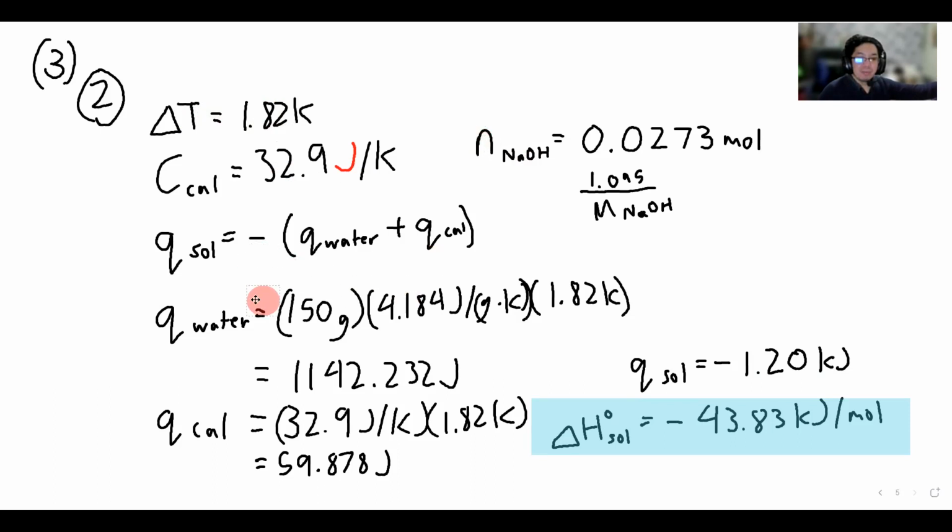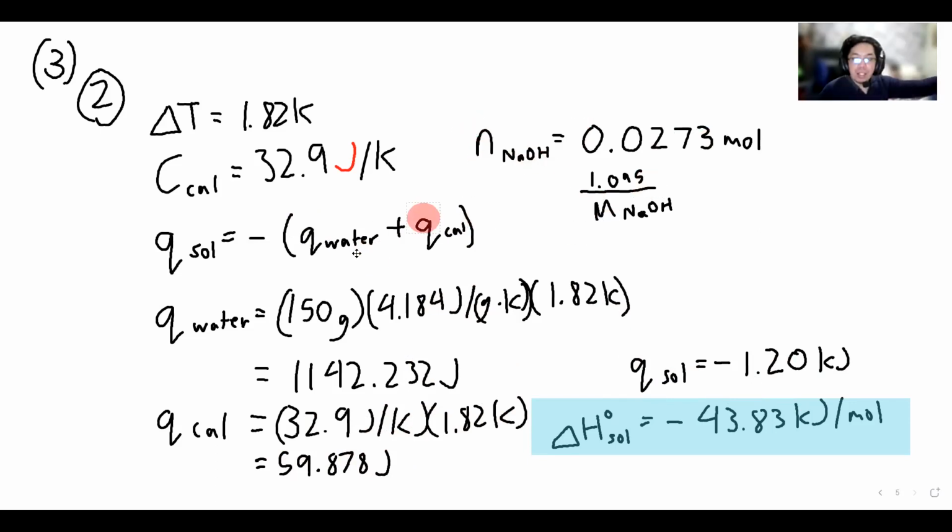So basically, I calculated the Q water. Of course, hindi na po kailangan i-given to, itong heat capacity of water. Ito pong 150 grams. Tapos yun yung delta T. So, nakuha na po yung Q water. And then next yung Q cal. Given naman po ang C cal. So, C cal times delta T again equals 59.878 joules. So, ngayon po nakuha na po yung Q sol, which is just negative Q water plus Q cal.